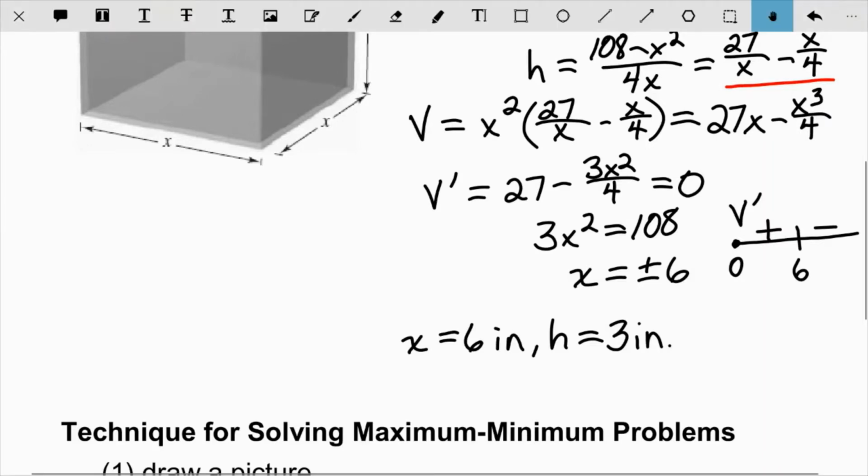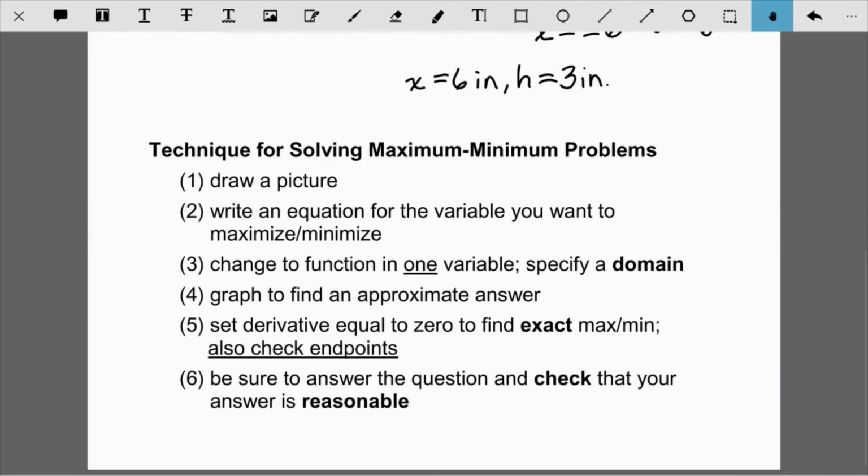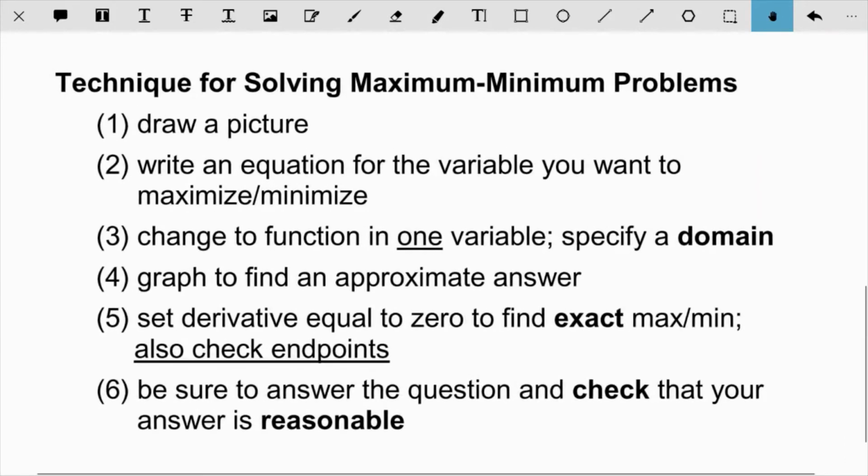Okay, so it's not super difficult to solve these out. This is a relatively straightforward question. The hardest part of this is always figuring out what your function is and getting your function in terms of a single variable. So we do have an overall strategy that we can follow.